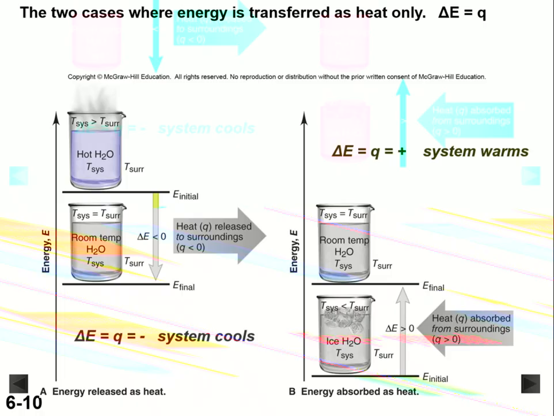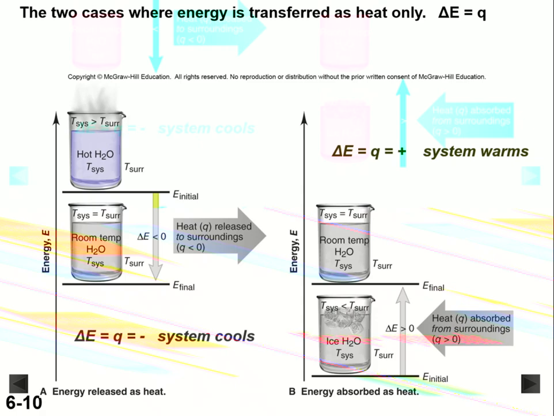And the heat flows out of the water into the surroundings. So our energy state is higher at the beginning and lower at the end. So now delta E is Q, and that's a negative value. The system has cooled.